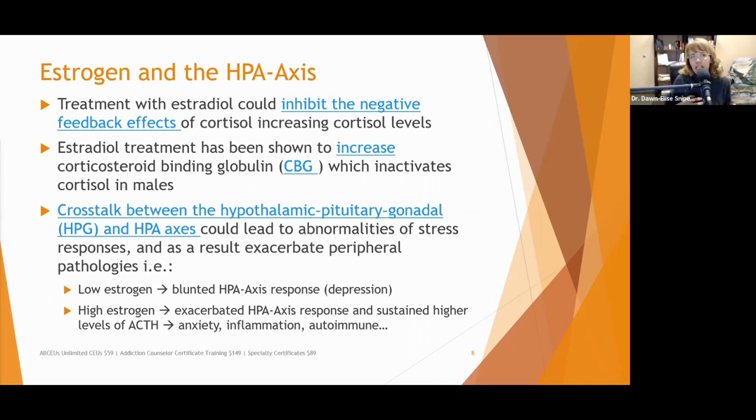You want to go back to the class on the HPA axis for more information on that. But just looking at the influence of this one chemical, which is, well, there's multiple types of estrogen, but this one family of chemicals in our health and well-being. It's not just our mood, it's not just our cognition, it's our brain health, it's our body health. It affects our blood pressure.